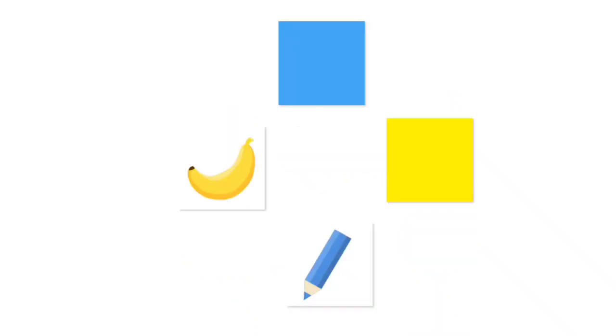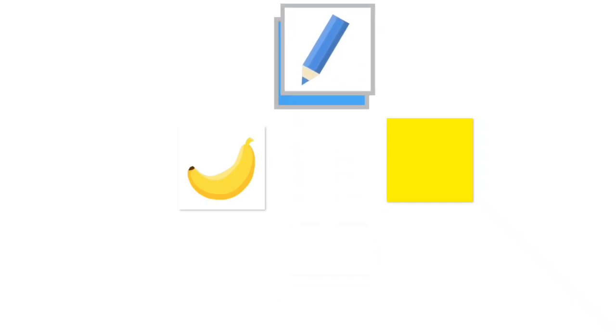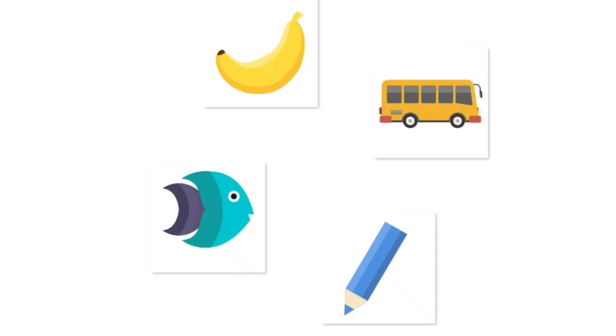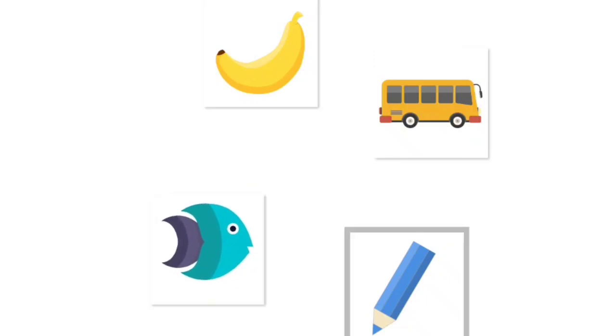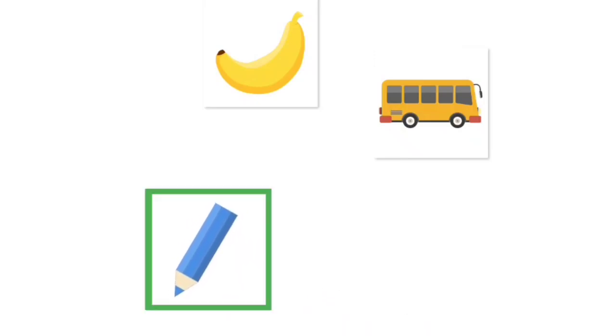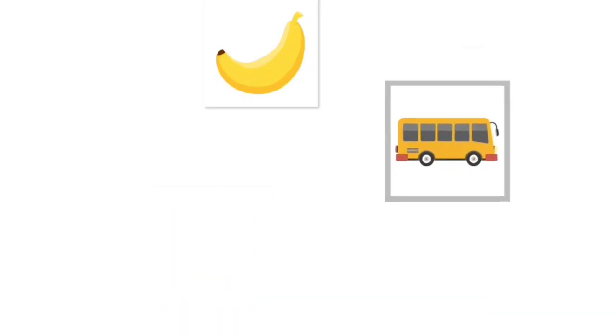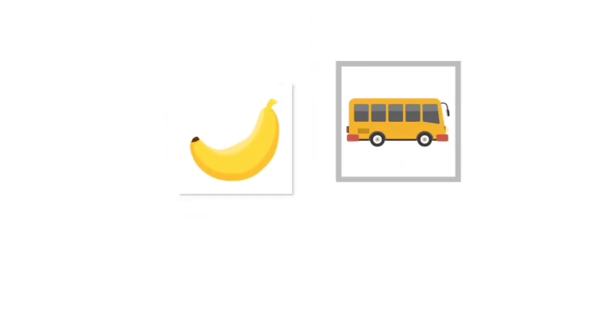Dear students, let's match the same color. Blue pencil with blue color, and this is yellow color, and this is yellow banana. Let's match yellow banana with yellow color. Now next is blue pencil and blue fish. Match it. This is yellow bus and yellow banana. Yellow bus with yellow banana.